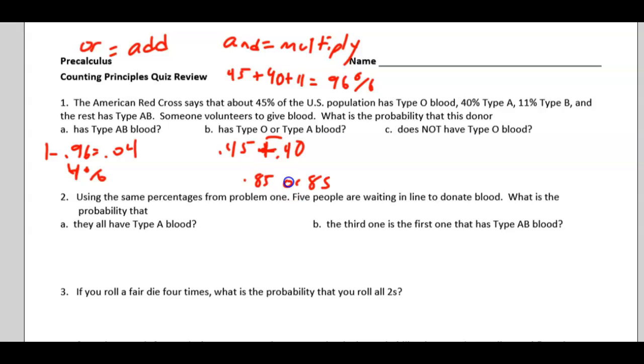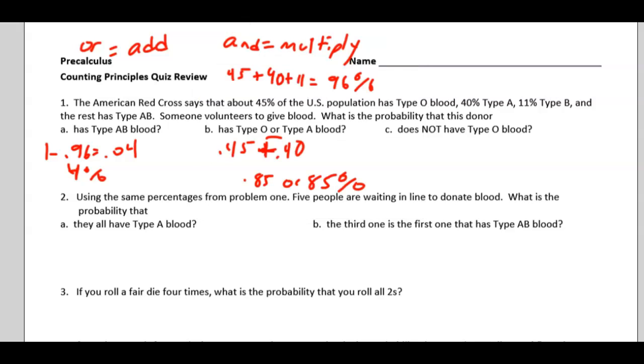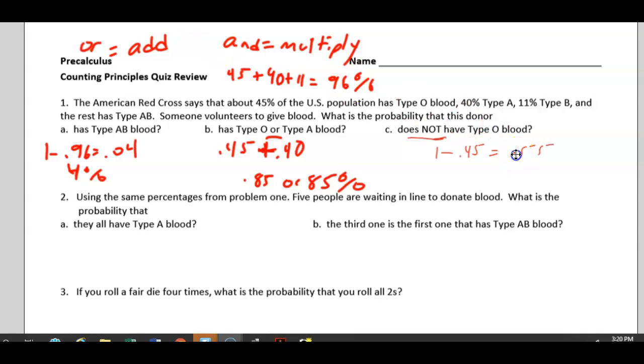So that's 0.85 or 85%. Now, for this last problem right here, it says does not have type O blood. So all we need right here, not means subtract. So 1 minus O, and O is 45%, so 1 minus 0.45 is 0.55, which is 55%.